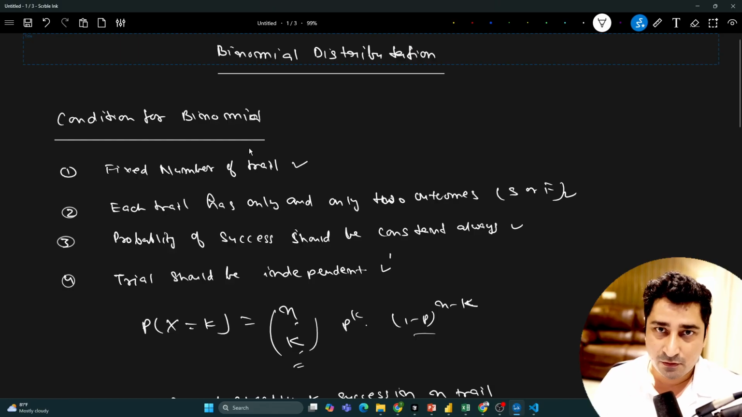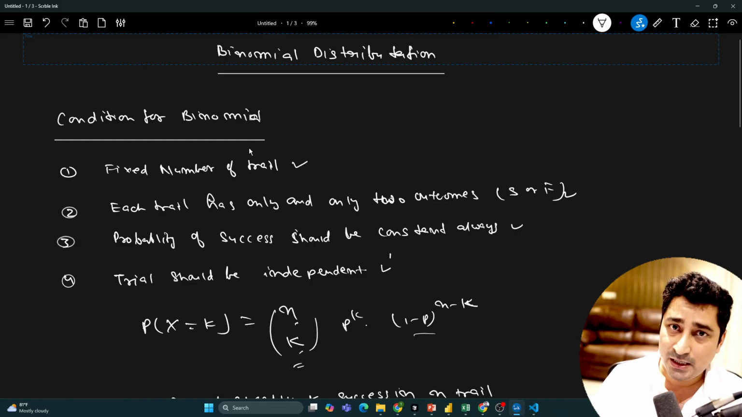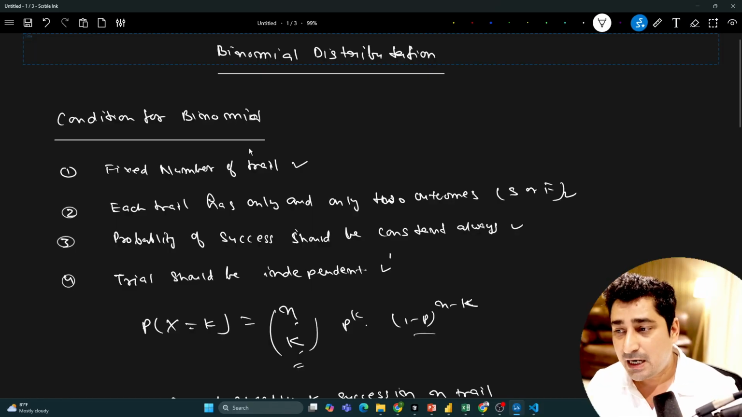So yes, every outcome is going to give me either a head or a tail, nothing more than that. The third condition says that the probability of success should be constant all the time. So whenever I'm going to get a head, it's 0.5. Whenever I'm going to get a tail, 0.5. And trials should be independent.